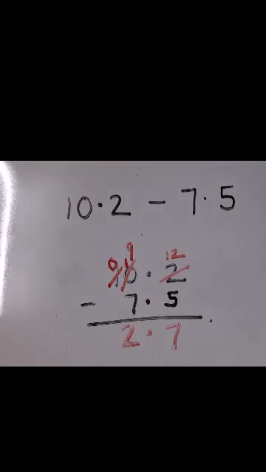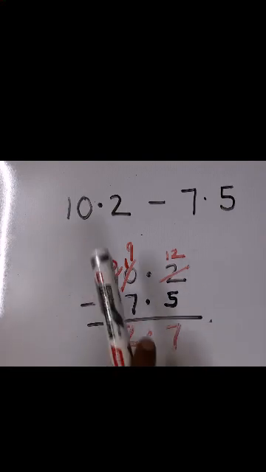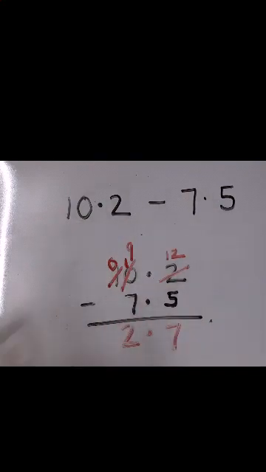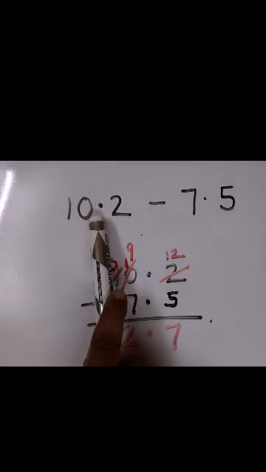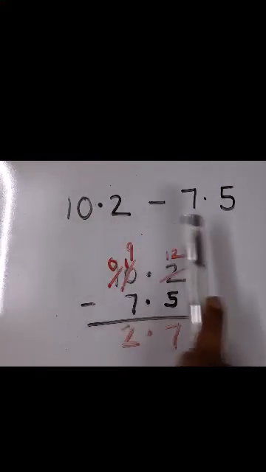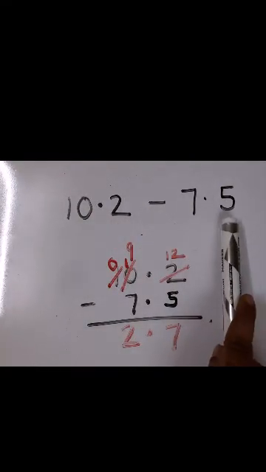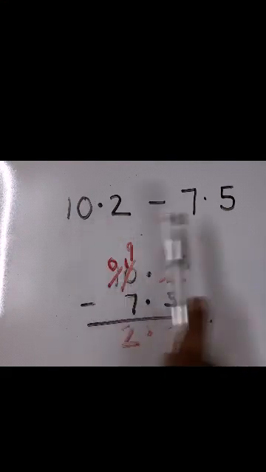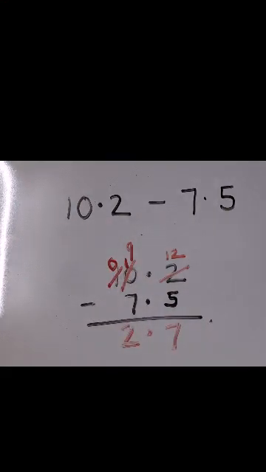So your answer is 2.7. Got it, children? Simple. First, what are you going to do? You will arrange according to the place value. Now, children, see if they are like decimals or unlike decimals. They are like decimals because after the decimal point, you have one place here and here also you have one place. Okay? One digit place.